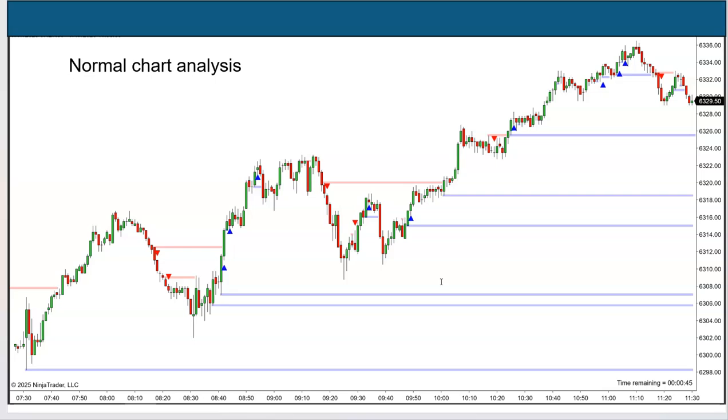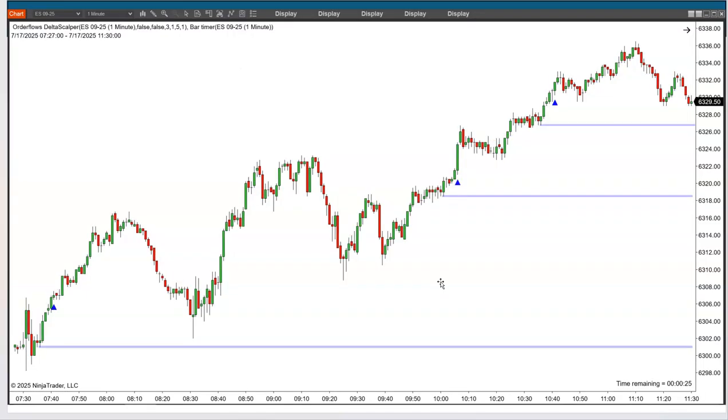So this is a 1-minute chart on E-minis, and this is just the normal Delta Scalper signals on the 1-minute chart. And for some traders, this is fine, this is good enough. But I know some traders like to look at higher time frames, and they're always wondering, okay, what's taking place on a higher time frame? So now you can add the signals from 5 minutes.